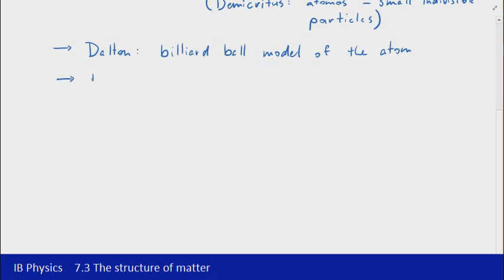The next person then is J.J. Thomson, and his contribution starts to introduce charge. The model there is known as the plum pudding model. Now the important thing about his model is that in some of the experiments that were conducted, he identified that we had these charged particles that were being given off by atoms of gas.